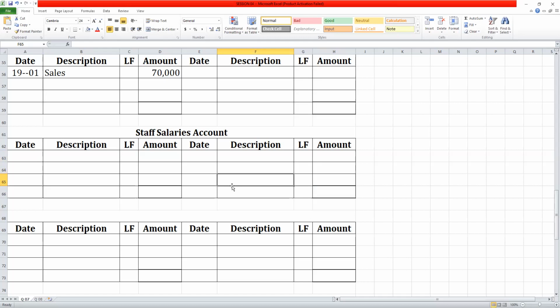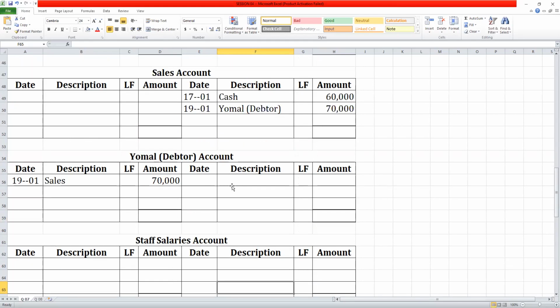When you see a transaction, you have to recognize the two accounts. There should be a minimum of two. Sanuka, it is not a liability, son. It is not a liability. It's an expense. Staff salaries is an expense, right?